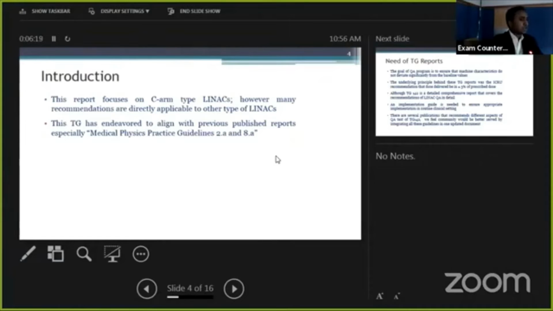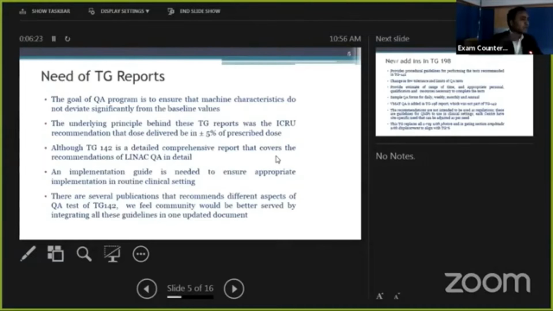So those research are updated in this single document. Okay, the goal of QA program is to ensure that machine characteristics do not deviate significantly from the baseline values. As I said, the machine has to be at its 100% when it was installed. So the goal is that we do not want it to deviate from its installed values. The underlying principle behind these TG reports was the ICRU recommendation that dose delivered be within 5%. This is the basic principle for which we are doing all these QA procedures.